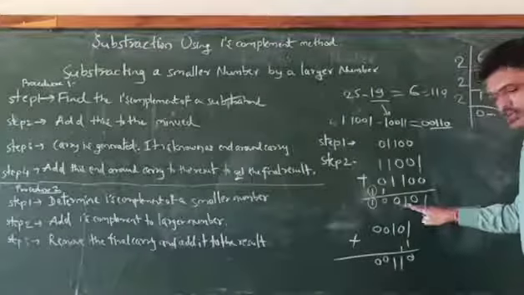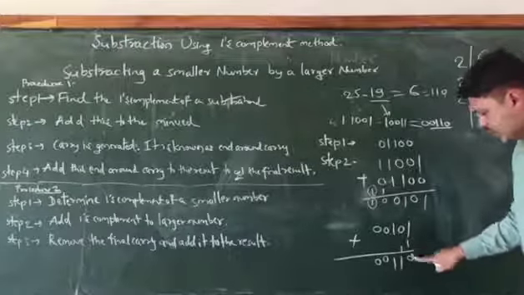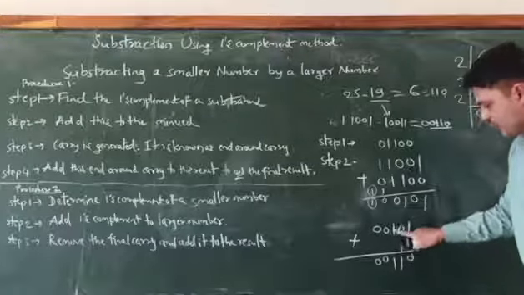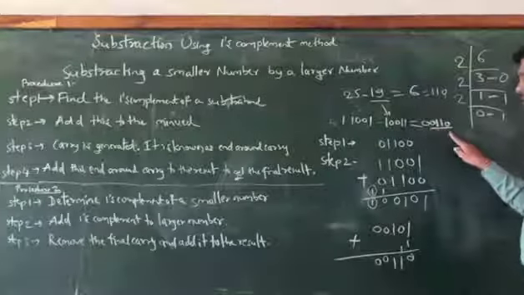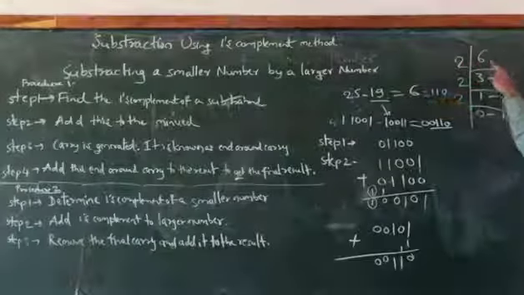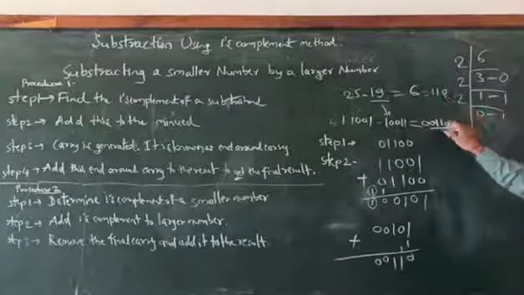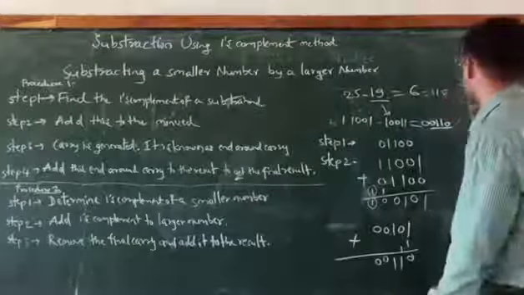Result is 0 0 1 0 1. We are adding the carry: 1 plus 1 is 0 carry 1, 0 plus 1 is 1, 1 0 0. The answer will be 0 0 1 1 0 here. We have cross checked. We have converted 6 to the binary number. The answer will be 1 1 0. So it is right. Okay, take another example.